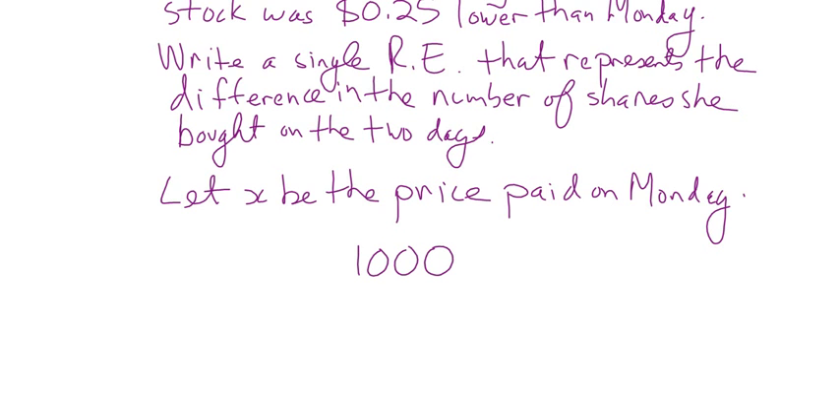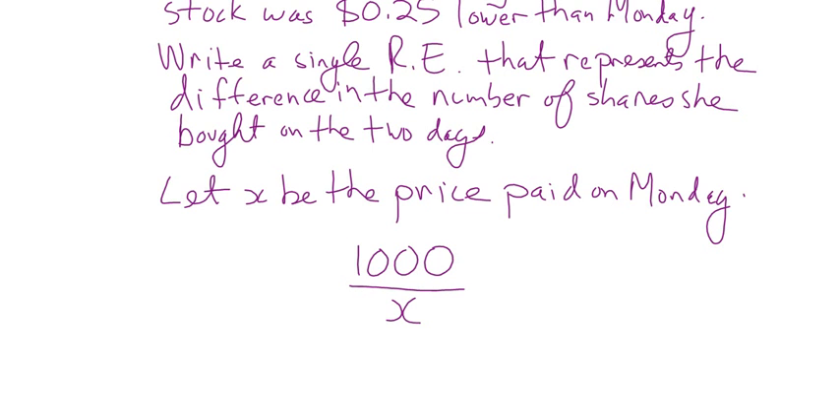No. She paid $1 a share, how many shares did she get? 1,000. She paid $2 a share, how many shares did she get? How'd you get that? Okay? She paid x dollars a share. How many shares did she get? She paid $10 a share. How many shares? What operation did you do to get that? So what do I do with the 1,000 and the x to get the number of shares? Divide.